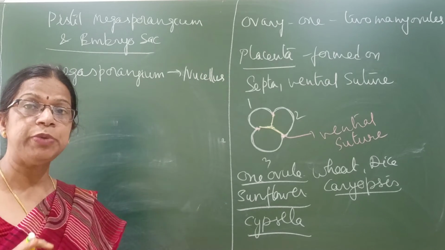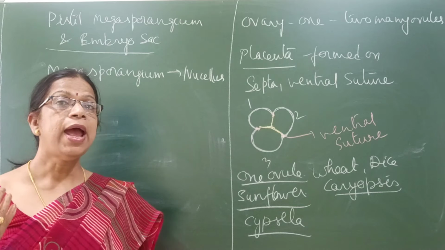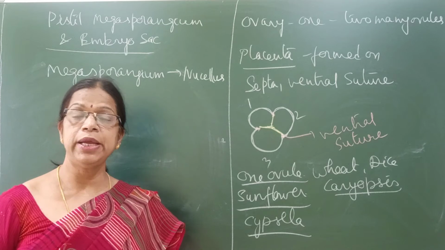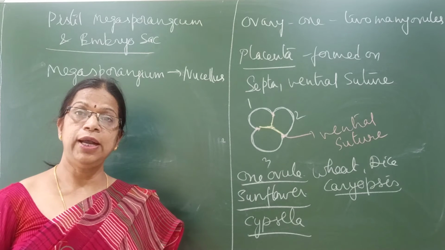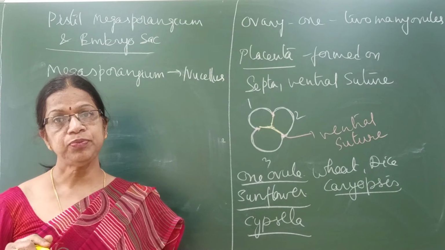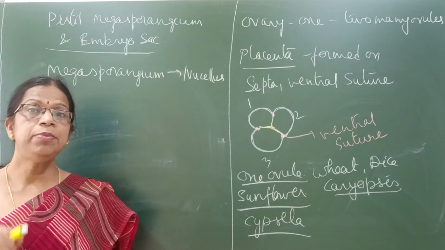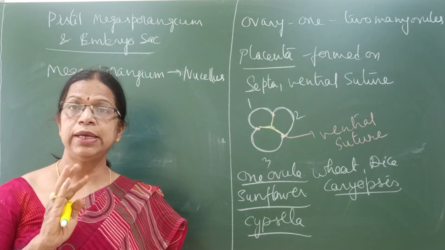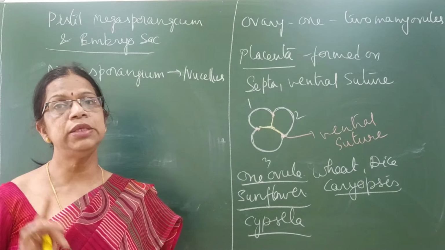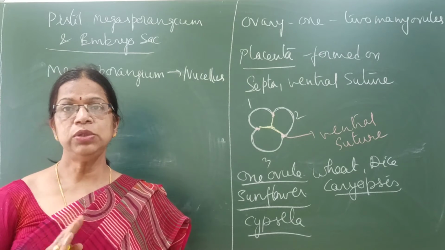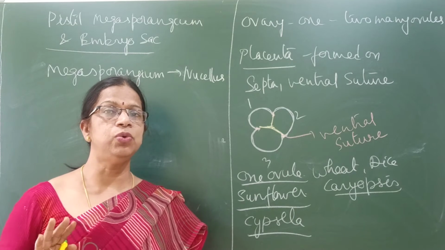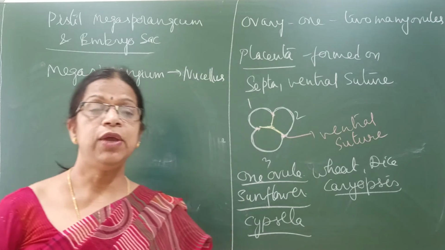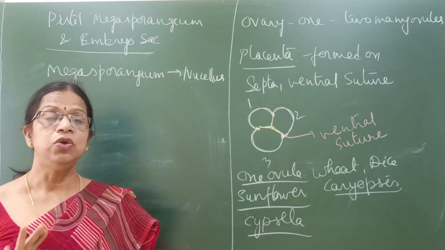Nucellus is called megasporangium because it gives rise to megaspore and then the female gametophyte. And nucellus or megasporangium is surrounded by integuments. So ovule can be called an integumented megasporangium. When we use this word integumented megasporangium, then we call it an ovule. But in our NCERT book, they have mentioned megasporangium itself as the ovule. So from the examination point of view, we have to take megasporangium as ovule only. Otherwise, from the technical point of view, we have to take megasporangium as nucellus.